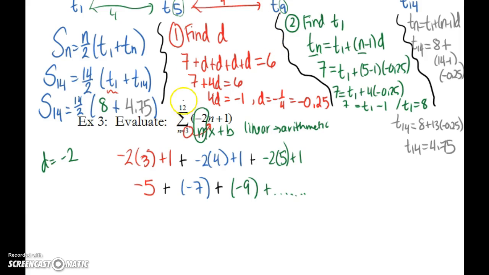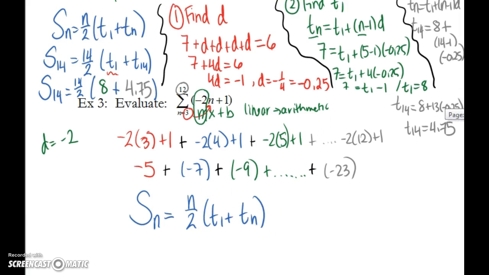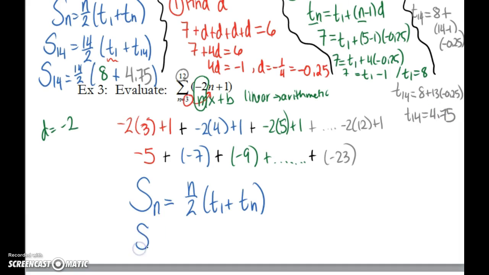All right, so we continue to plug in, and then finally the last number that we plug in is the one up here, 12. So it's plus negative 2 times 12 plus 1, which works out to be negative 23. So we're adding those numbers up. Since we're adding them up and it is arithmetic, we're going to use S sub n equals n over 2 times t1 plus tn.